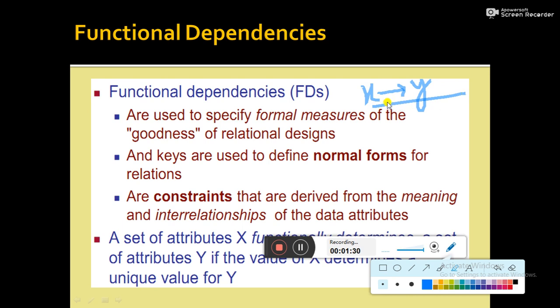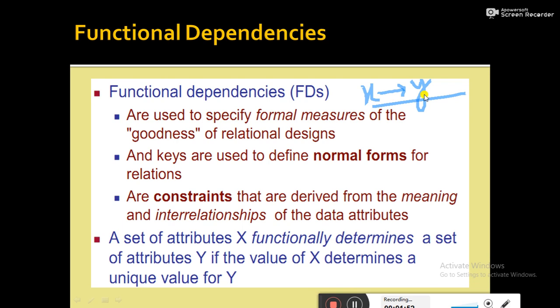Now, what does it mean? Or we can say, how do we read that notation? X arrow Y means X functionally determines Y, or we can say that Y is functionally dependent on X. But when can we say that Y is functionally dependent on X, or X functionally determines Y? If for a particular value of X there is a unique value of Y, then we can write X arrow Y.